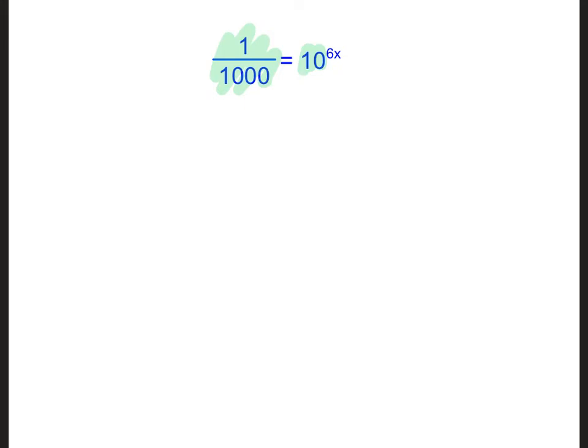Right now there's a positive 1. Oh, let's use the actual pen and not my highlighter. Down there with 1,000. And remember, to move that to the top, I make my exponent negative. So I really have 1,000 to the power of negative 1 equals 10 to the power of 6x.